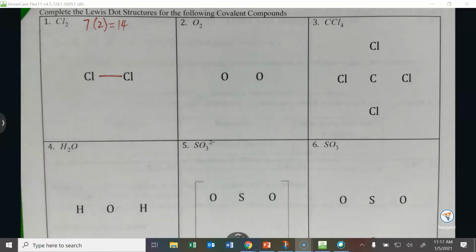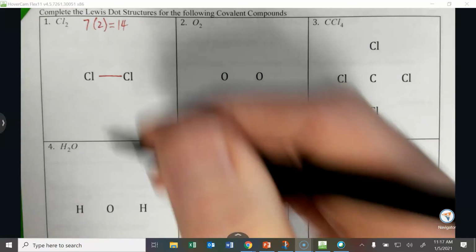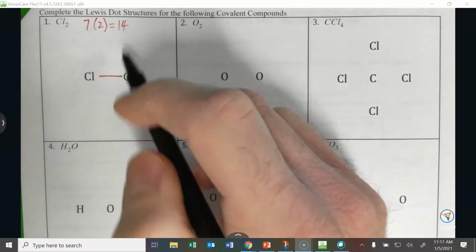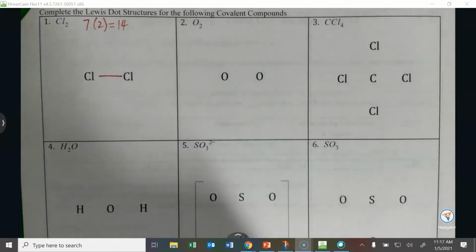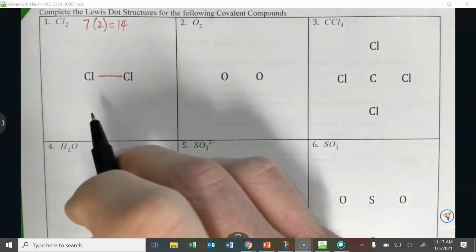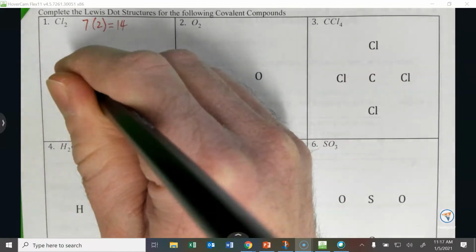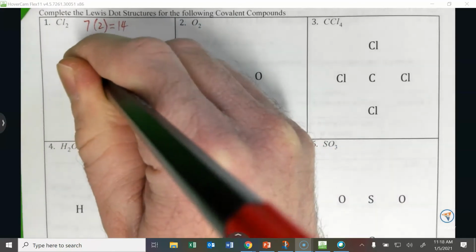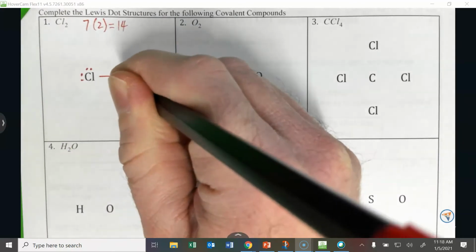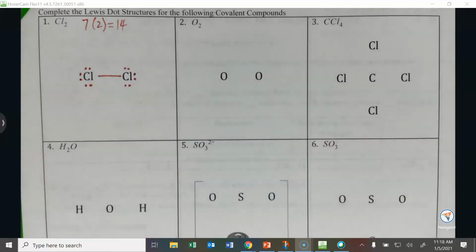After the skeleton, we're going to take care of the outsiders. Both chlorine atoms are outsiders right now. So we want to divide these electrons evenly between the 2 chlorine atoms. I just used 2 of them and I've got 14 total to use. So that's 2, 4, 6, 8, 10, 12, 14.